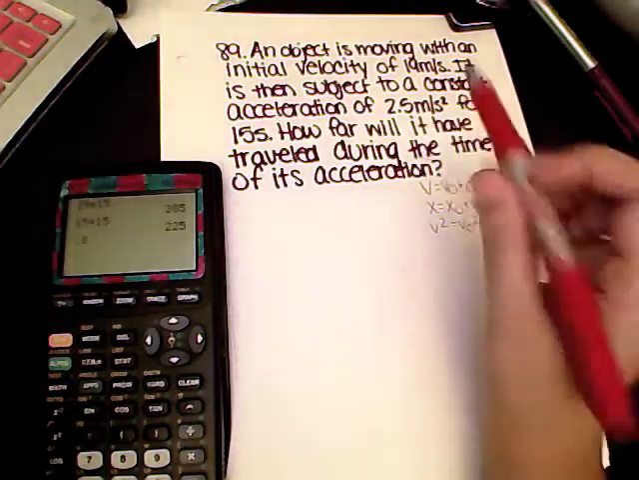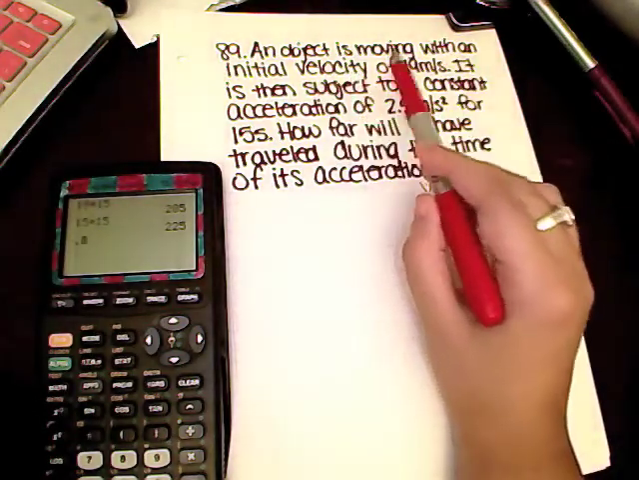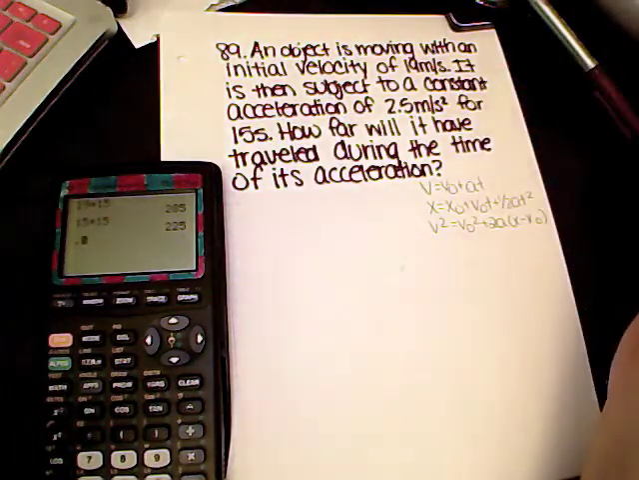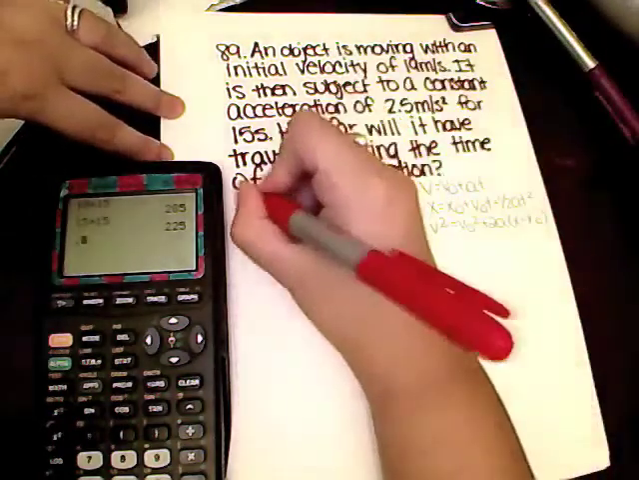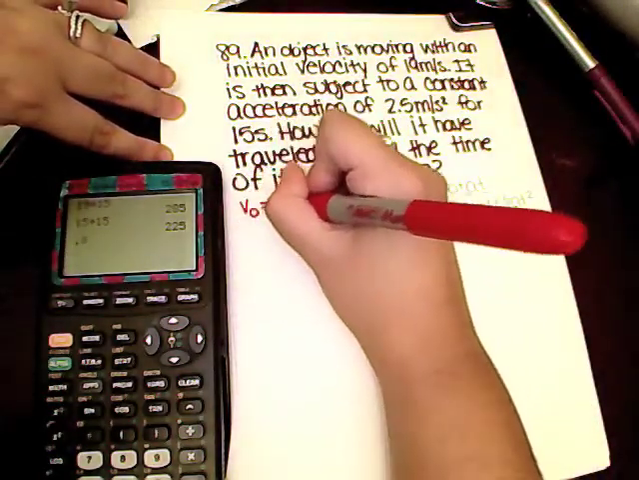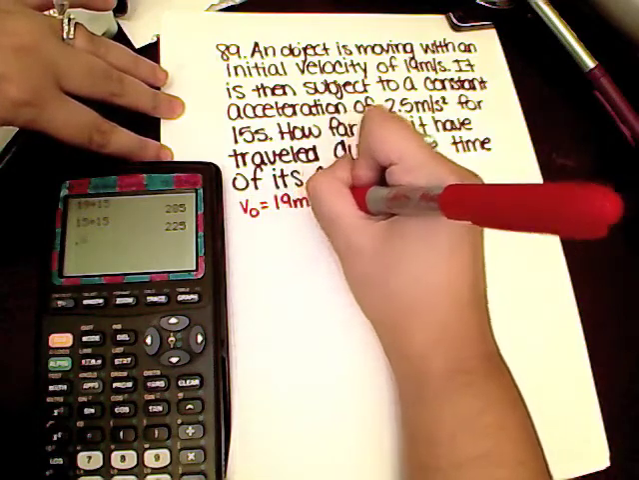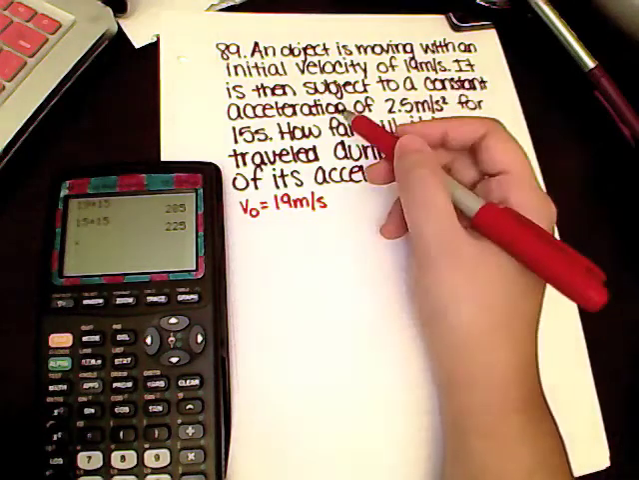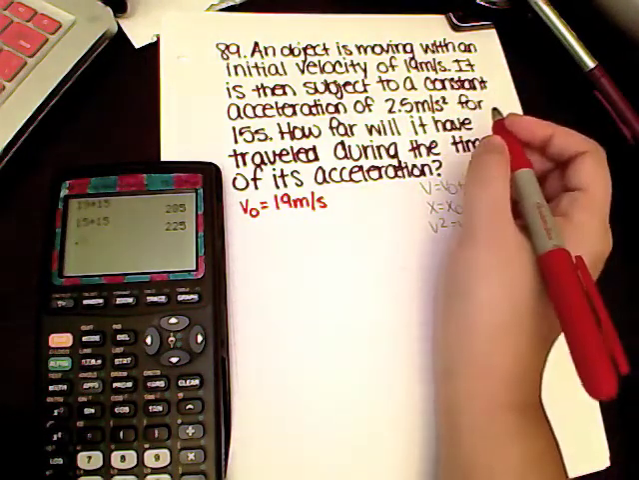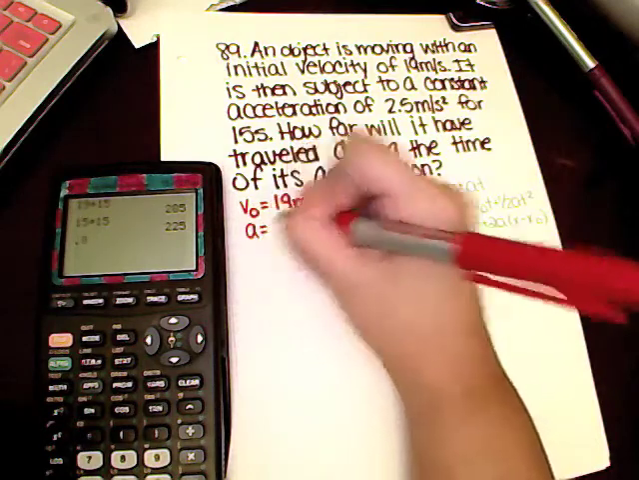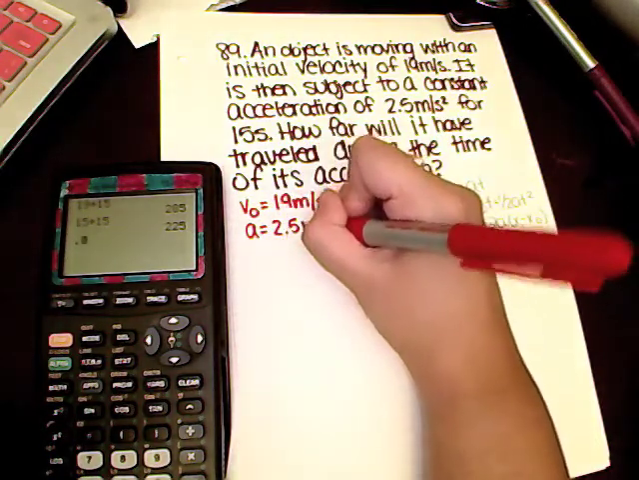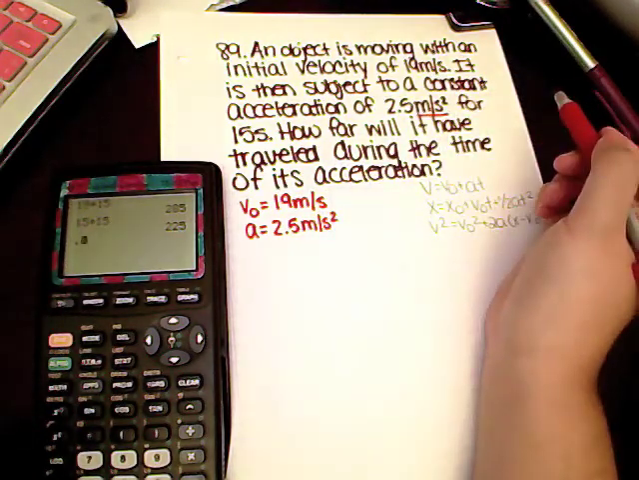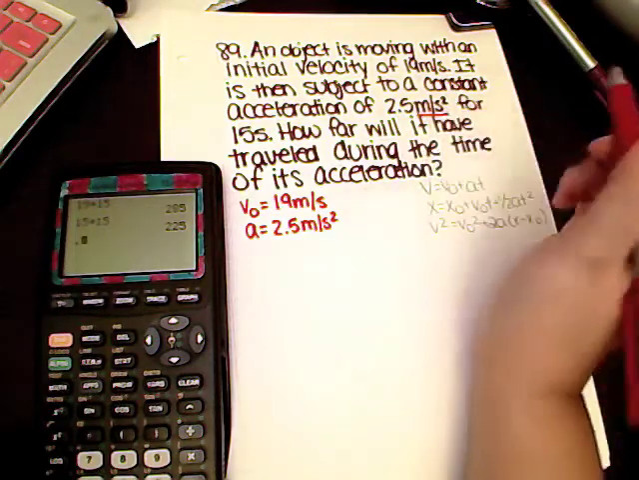So if we look through, it says an object's moving with an initial velocity of 19 meters per second. So we know we're given a velocity, and since it's what it's already doing, we know that's our v naught. So our v naught equals 19 meters per second. It then says it is subject to a constant acceleration of 2.5 meters per second squared. So we know our a for acceleration is 2.5 meters per second squared. And just a hint, if you see meters per second squared, you know it's the acceleration, because that's the only thing that has that unit.